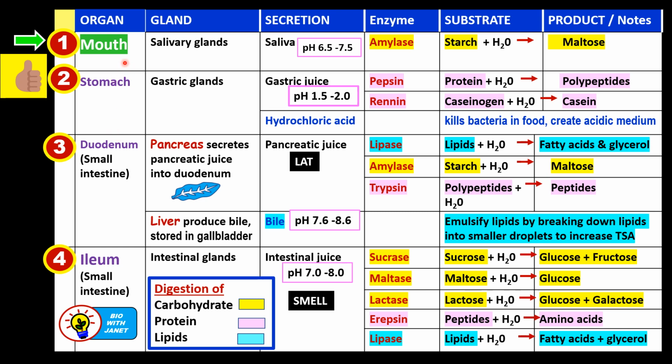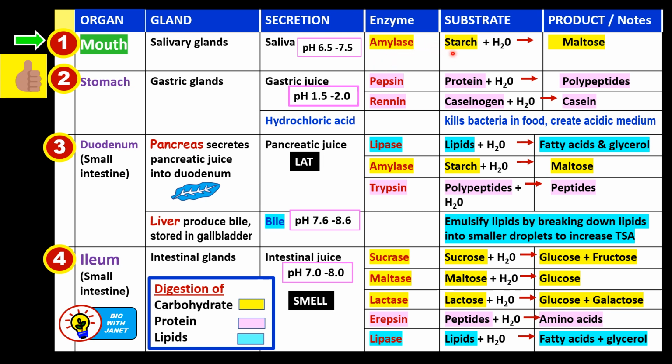So starting with the mouth, we're going to talk about digestion in the mouth. Now, we need to know the glands, the secretion involved, the enzyme involved, the substrate, and the product, right? So the gland in the mouth are the salivary glands, and they secrete saliva. Saliva has a pH of 6.5 to 7.5, which is almost neutral, okay? Neutral condition in the mouth. And the enzyme in the saliva is called amylase.